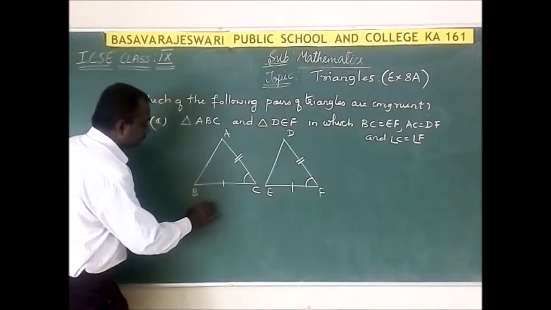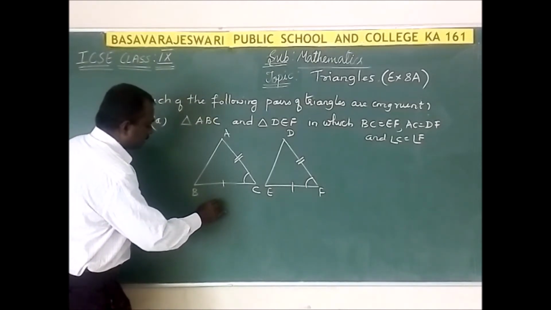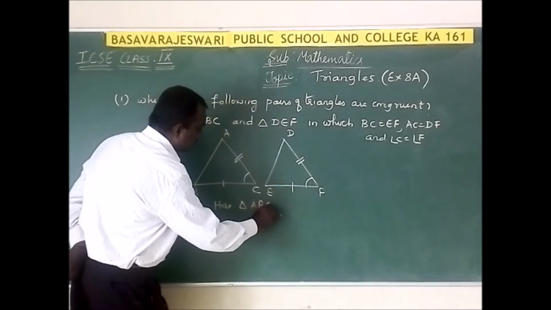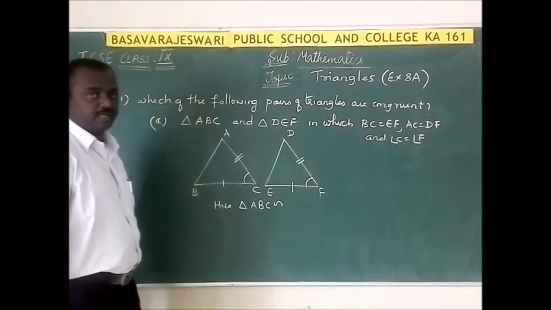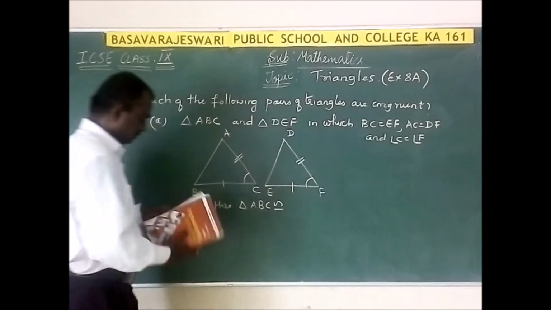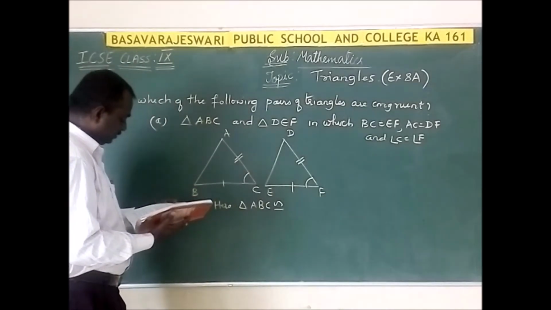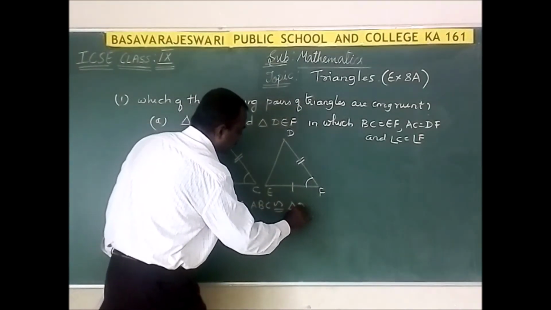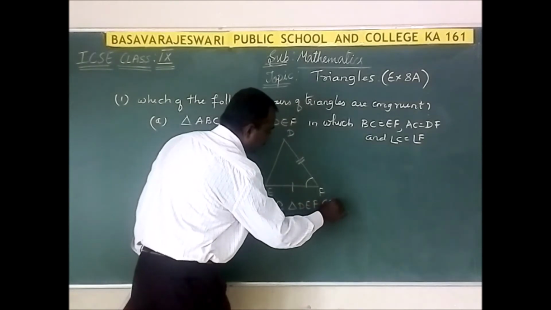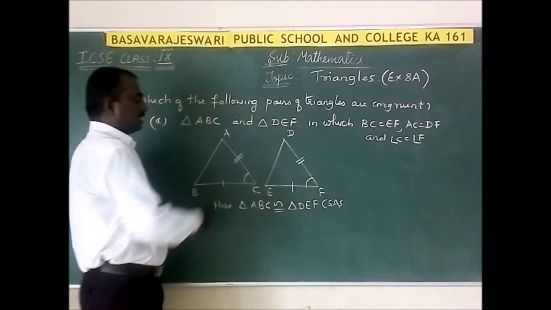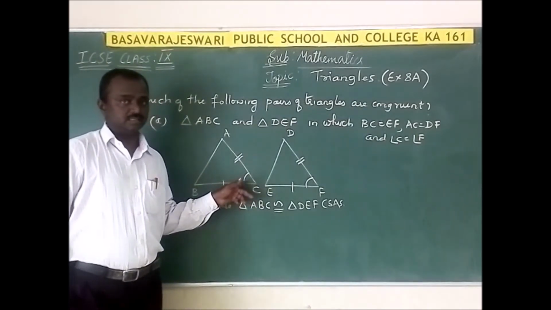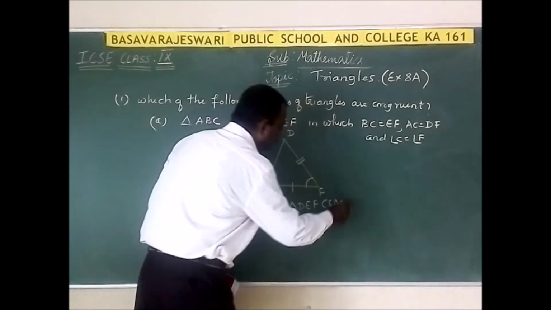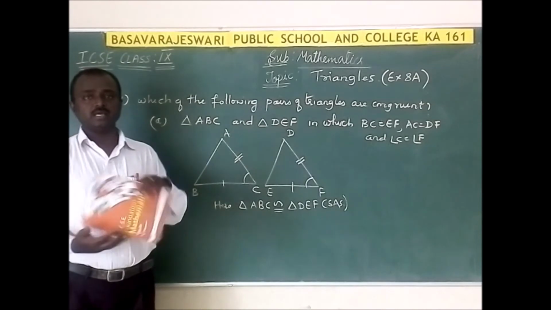So therefore, here triangle ABC is congruent to triangle DEF. On the basis of what? Two sides and one included angle. Based on the SAS criteria, we can say that these two triangles are congruent.